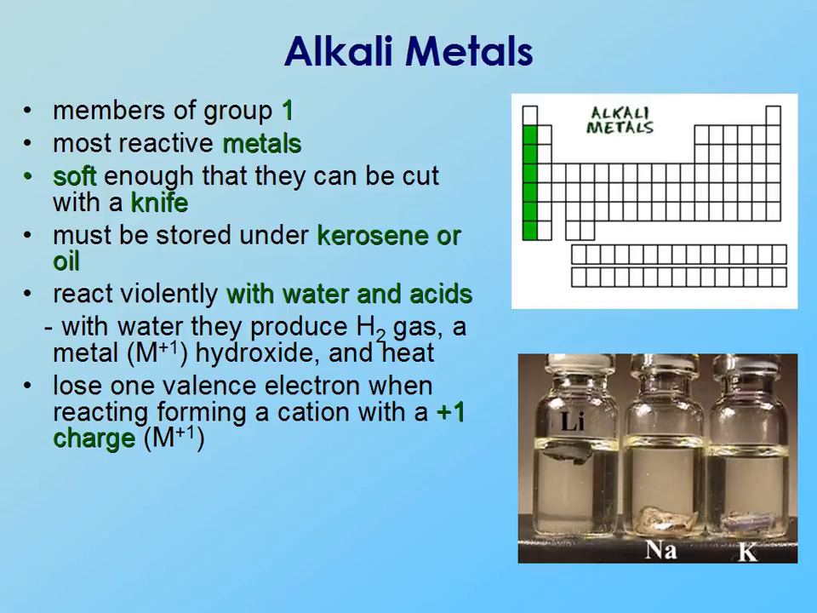And when they react with water, they undergo a single replacement reaction. So they make hydrogen gas and a metal hydroxide and give off a fair amount of heat. They also are positive 1 ions. That's something you want to make sure that you know, that the alkali metals form +1 ions. That's the only charge you're going to see, since they only have that one extra electron, the one valence electron. And that's all they need to go back to have the electron configuration of a noble gas.